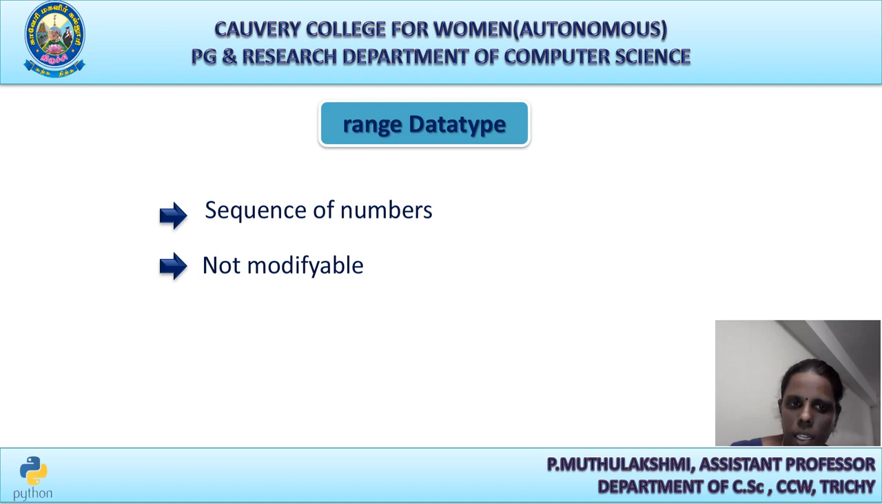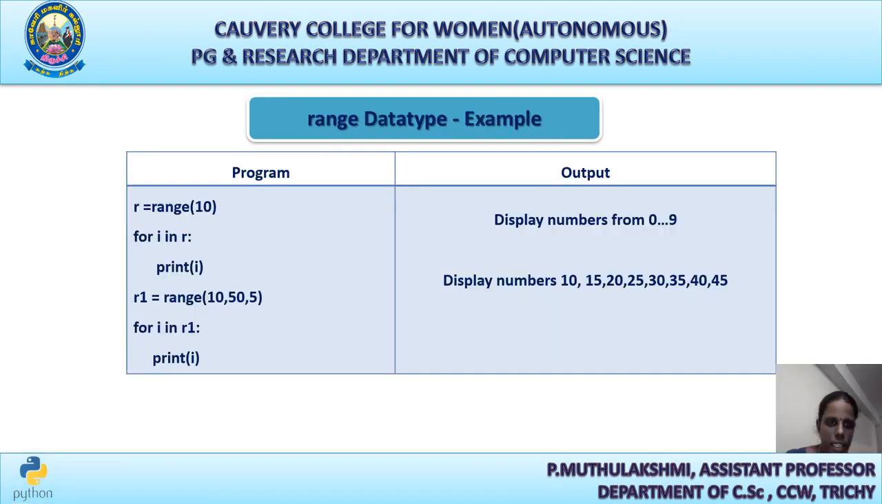Similarly, the range data type is also not modifiable. Once we initialize it, we cannot modify any values of the range data type. What is the main purpose of the range data type? The range data type is used to repeat a for loop for a number of times. For that reason, we use the range data type. Here is one simple example. R is equal to range of 10. For i in R, print i. So it displays the numbers from 0 to 9.